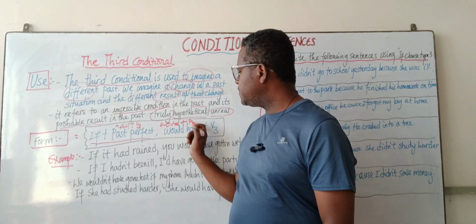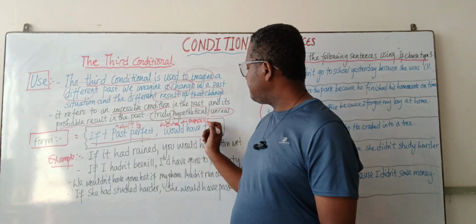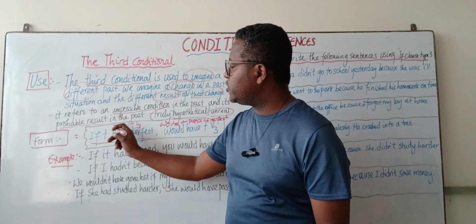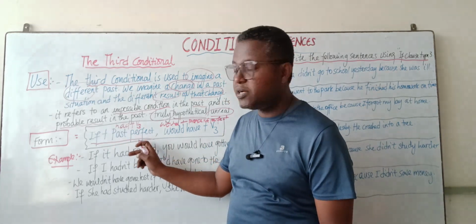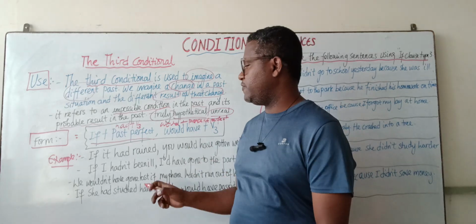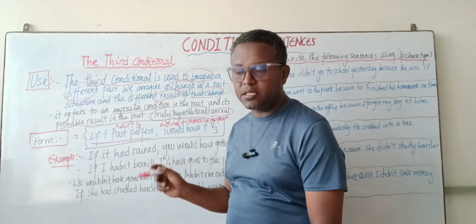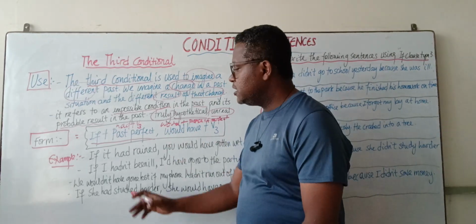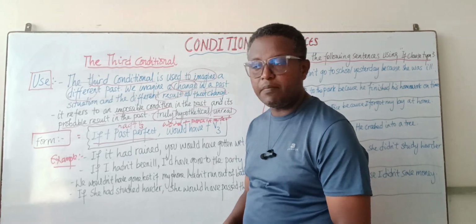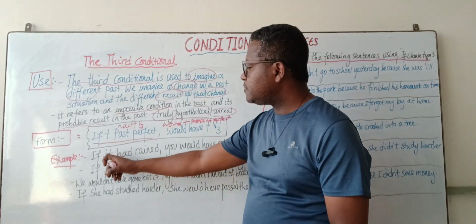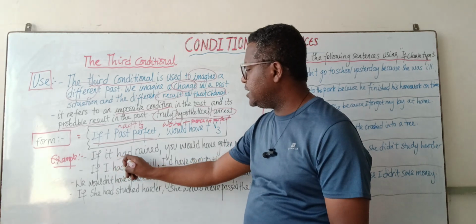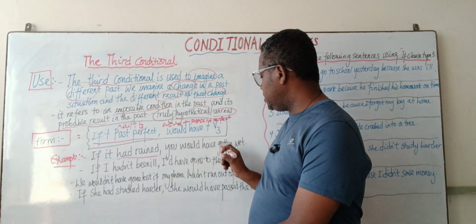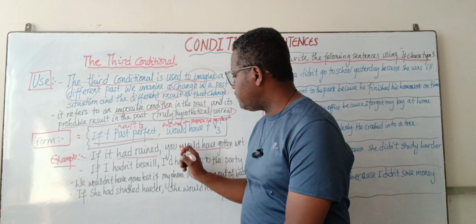or we can say would plus present perfect structure. So in this one it is if plus past perfect, and in this one would plus present perfect, or could and might can be used as well. Some examples under this condition: if it had rained, you would have gotten wet.